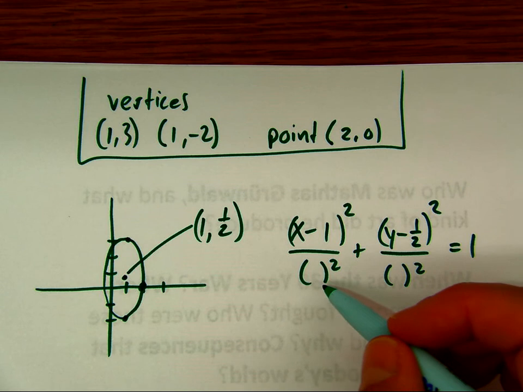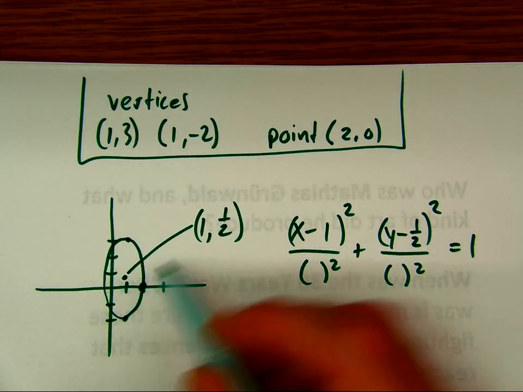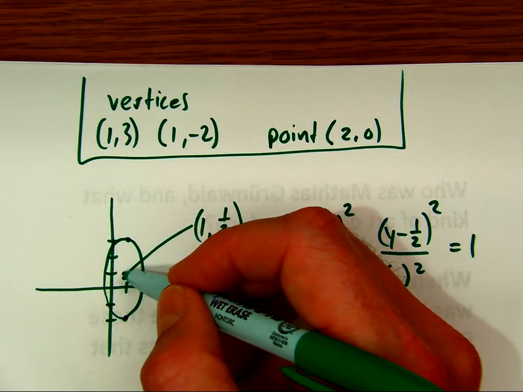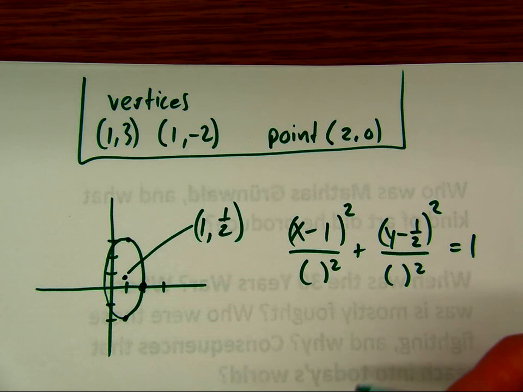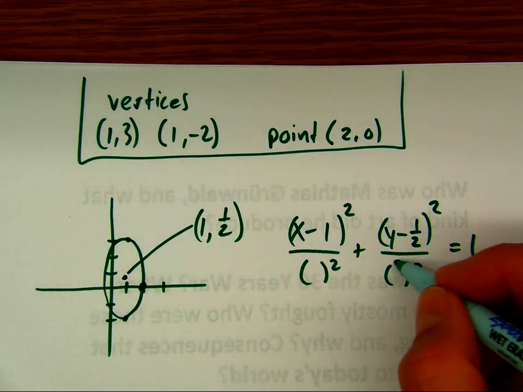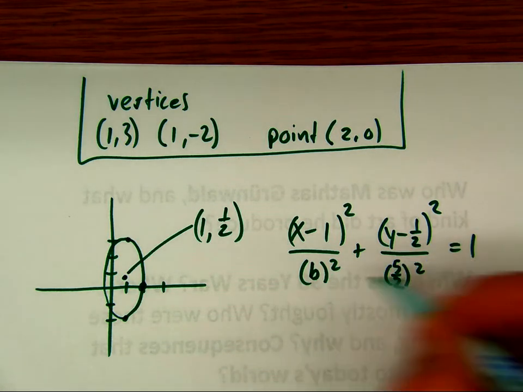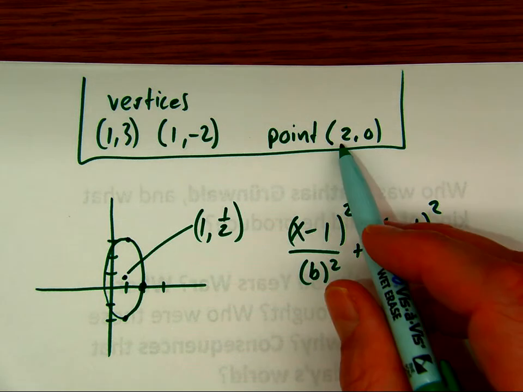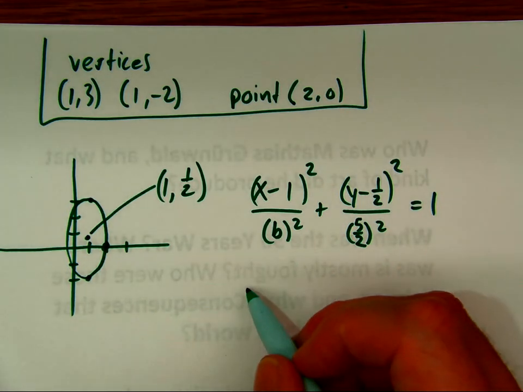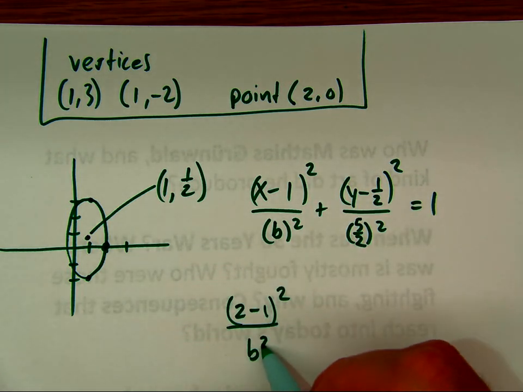The horizontal distance to the ellipse is unknown, but the vertical distance is known, and that is 2.5. So 2.5, we can just write it as 5 over 2. And then we just have to solve for b. We know an x value of 2 and a y value of 0. So then we can substitute those. X is 2. Y is 0.